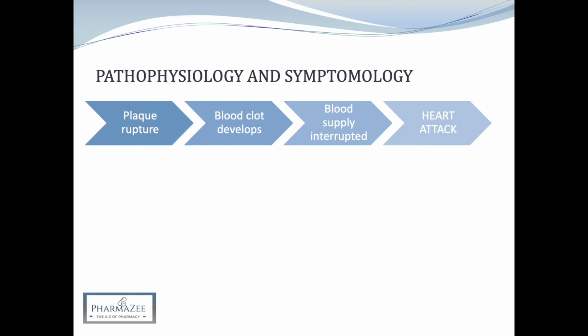If one of the plaques ruptures or bursts, this causes a blood clot to develop at the site of the rupture. The clot may block the supply of blood to the heart, and that triggers what's called a myocardial infarction, or a heart attack. Without this blood supply to the heart, the muscle begins to die, and without treatment, the heart muscles will experience irreversible damage. If a large portion of the heart is damaged in this way, the heart stops beating and the patient goes into cardiac arrest.